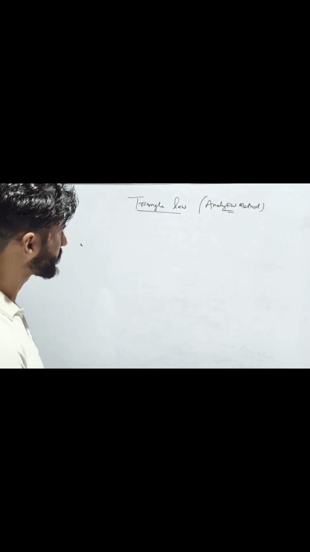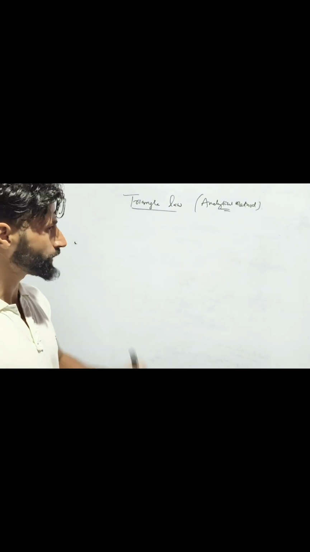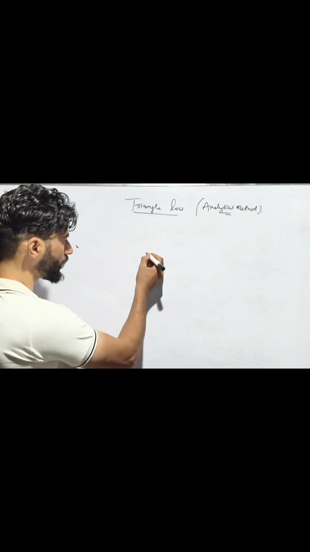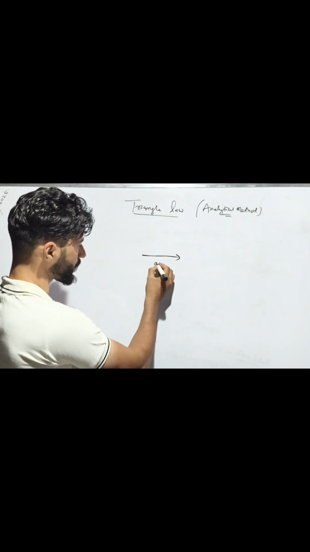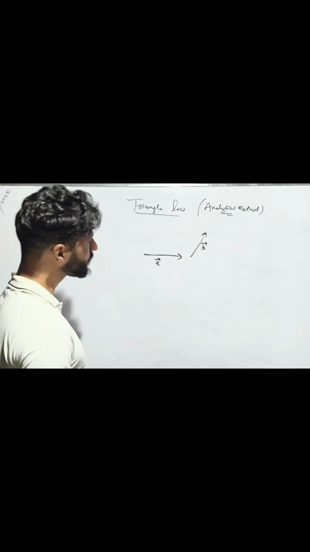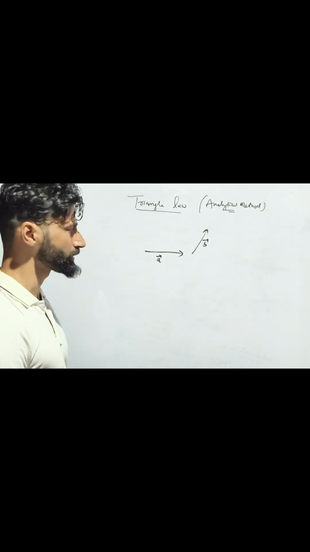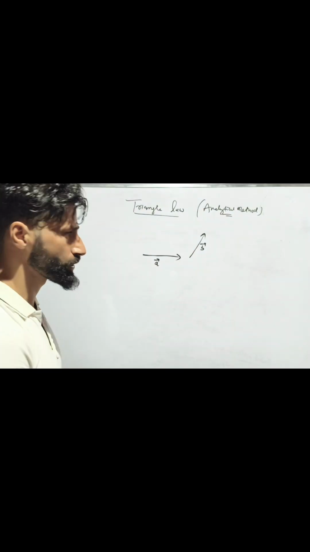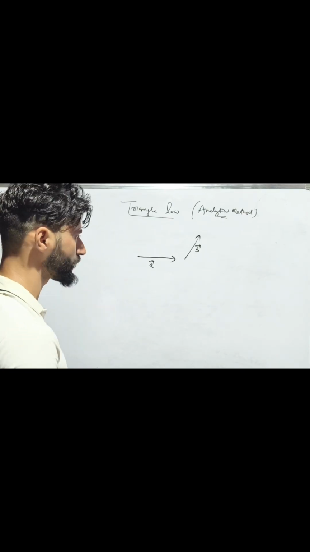Yesterday we finished the graphical treatment of triangular vector addition. So today we will go through the analytical treatment. I have two vectors. Suppose this is vector A and we have another vector B, and they are at some angle, for example, theta. I have to find the resultant of these two vectors using the triangle law of vector addition.